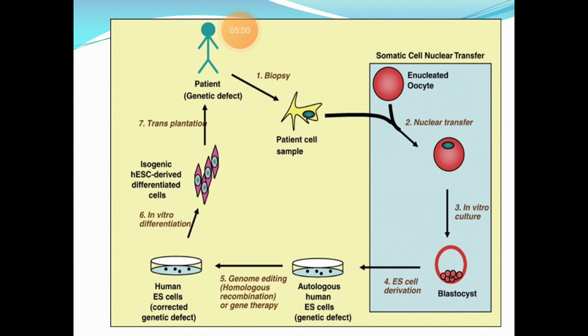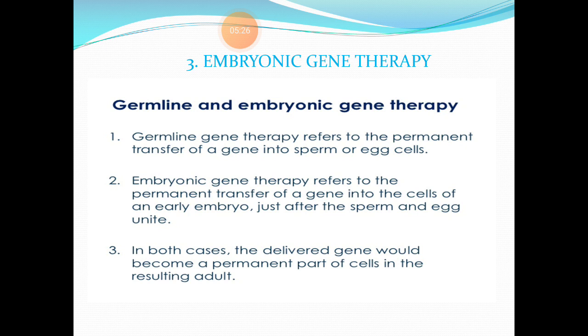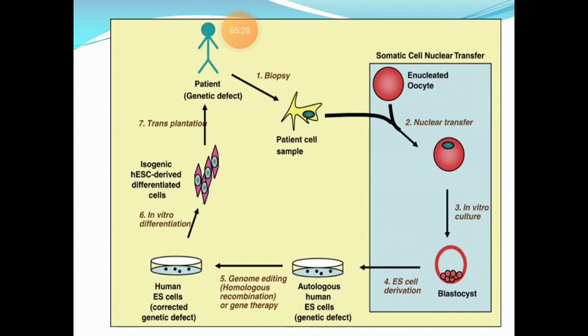And they are subjected to in vitro differentiation. That means they are allowed to differentiate under laboratory conditions, and these cells are transplanted back into the patient with the genetic defect so that the patient becomes normal. The bad gene will be corrected. This method is known as embryonic gene therapy. Okay, then.